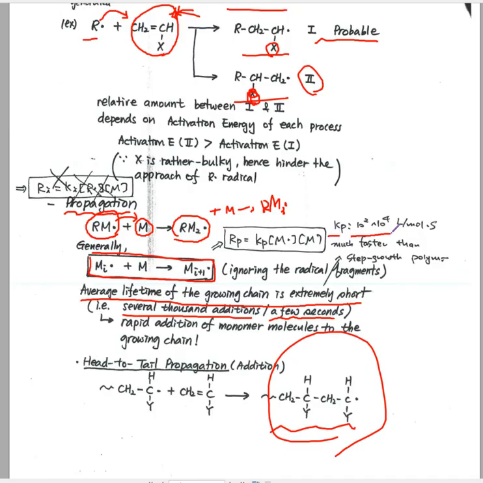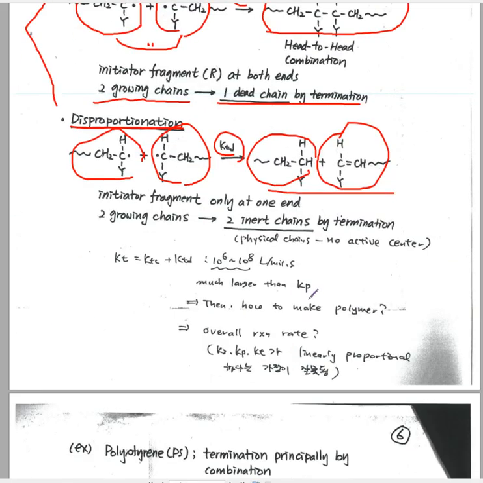It's much faster, actually, than step-growth polymerization. The termination rate constant, the sum of the combination and disproportionation rate constants, is 10 to the 6 to 10 to the 8. It's much larger than the propagation process. It's quite weird, right? If the rate constant of termination is much larger than the propagation step, then we cannot really make long chain polymers, right? How can you make polymers? To understand this, we need to consider the overall reaction rate, which will be covered later.